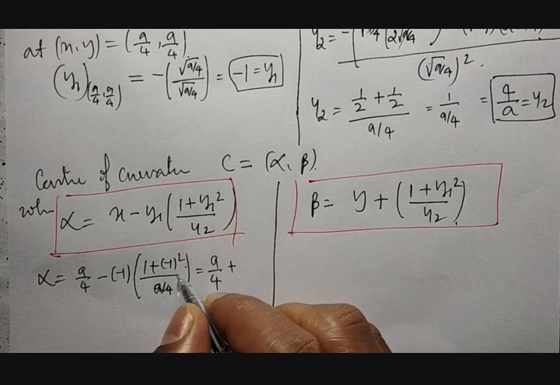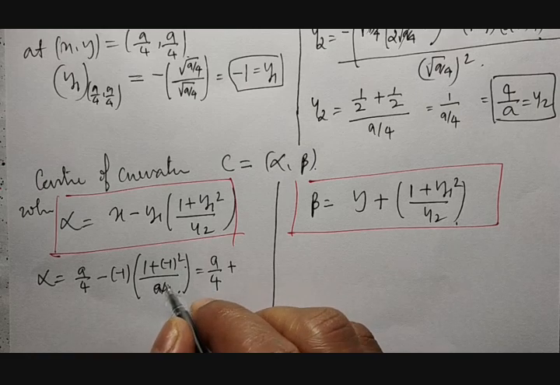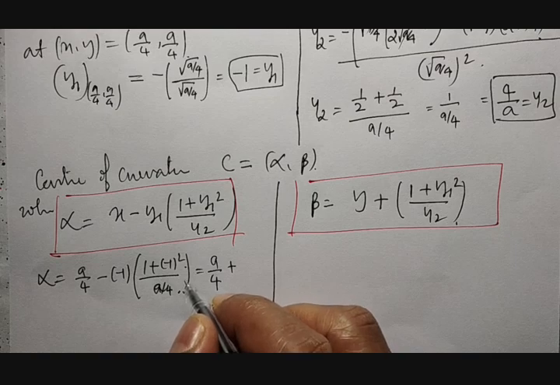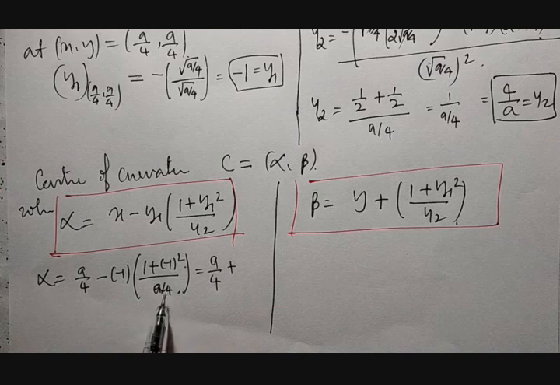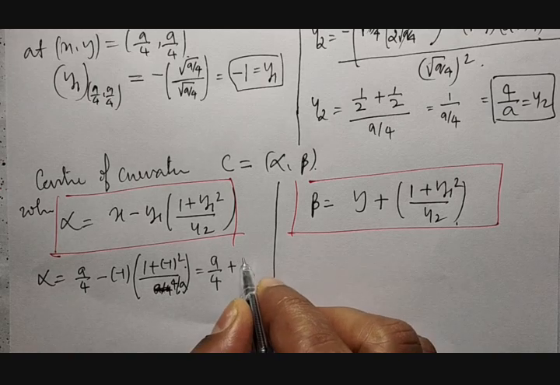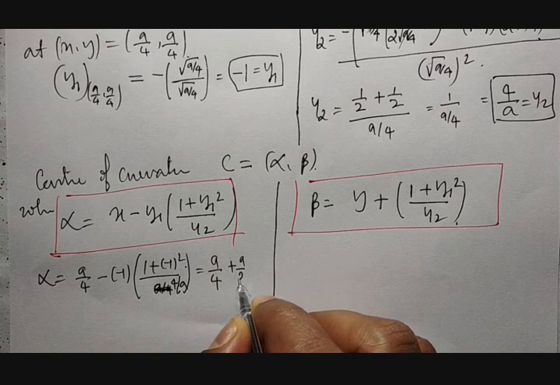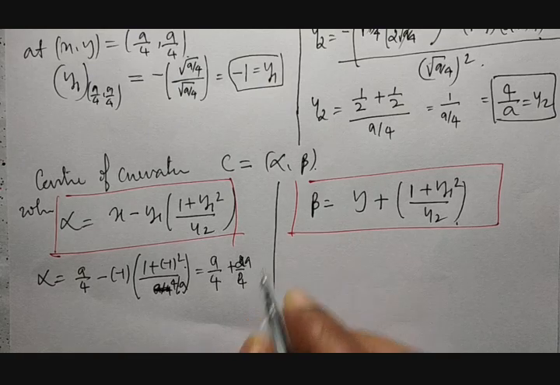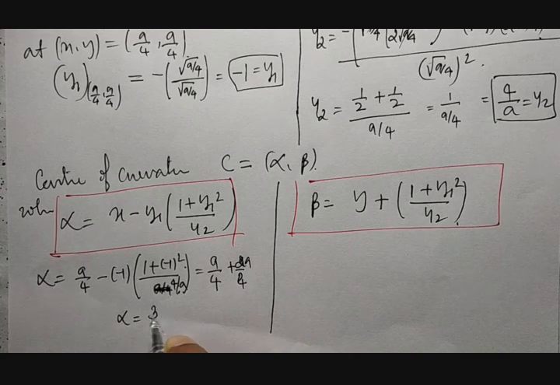When this part goes to the numerator, then 2 by 4, okay, 2 by 4 will become, here the value of y2 is 4 by a, okay, this is 4 divided by a, therefore 2 gets cancelled, and this becomes 2 by a. When it goes to the numerator, it becomes a by 4 plus 2a by 4, which is nothing but alpha is equal to 3a by 4.